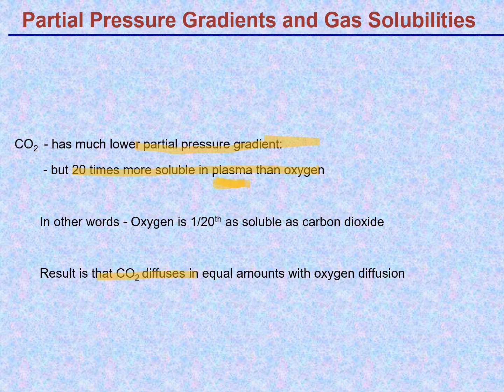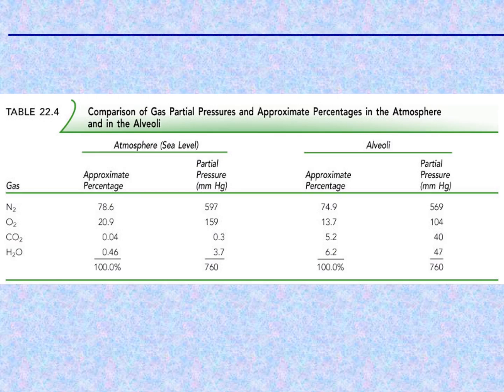CO2 moves in equal amounts across as the oxygen diffuses into the blood. CO2 is moving out into the alveolar space. And so you end up with these nice numbers that seem to work quite well: PCO2 is 40 and PO2 is 104 in the alveolar space.